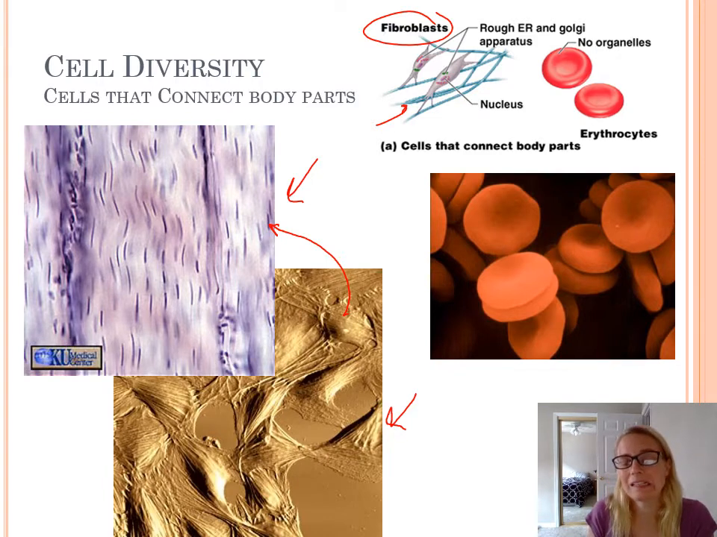Your blood is a slightly different kind of connective tissue. It's called a fluid connective tissue. It does have fibers, but not like the strong collagen fibers that you might see in bone and tendons and stuff. You'll learn more about blood in your Bio 122 class next term.